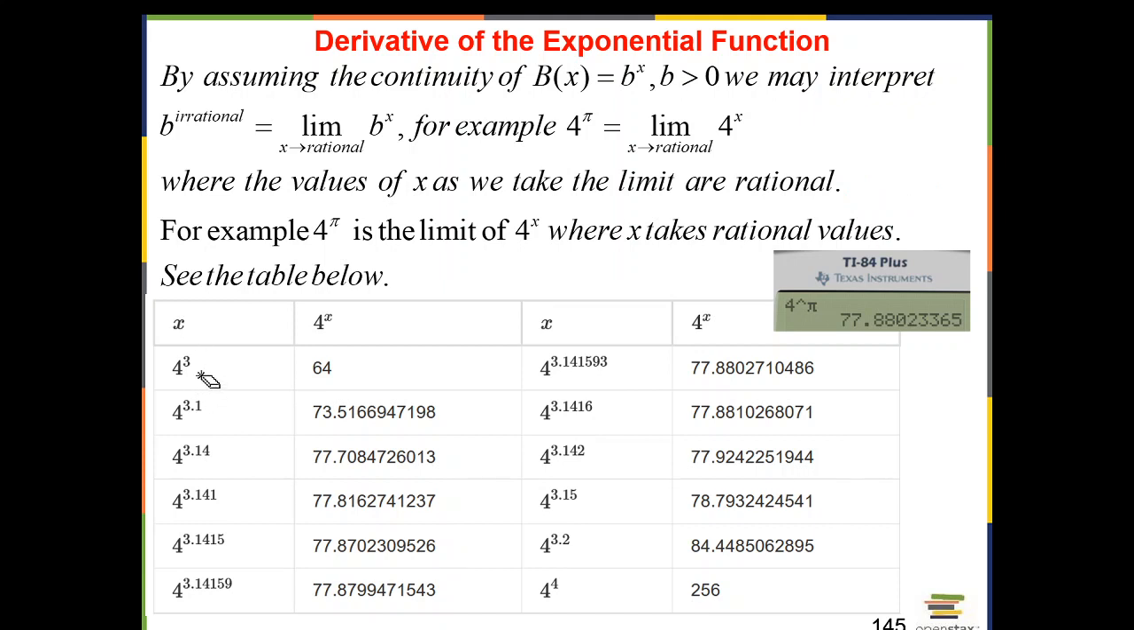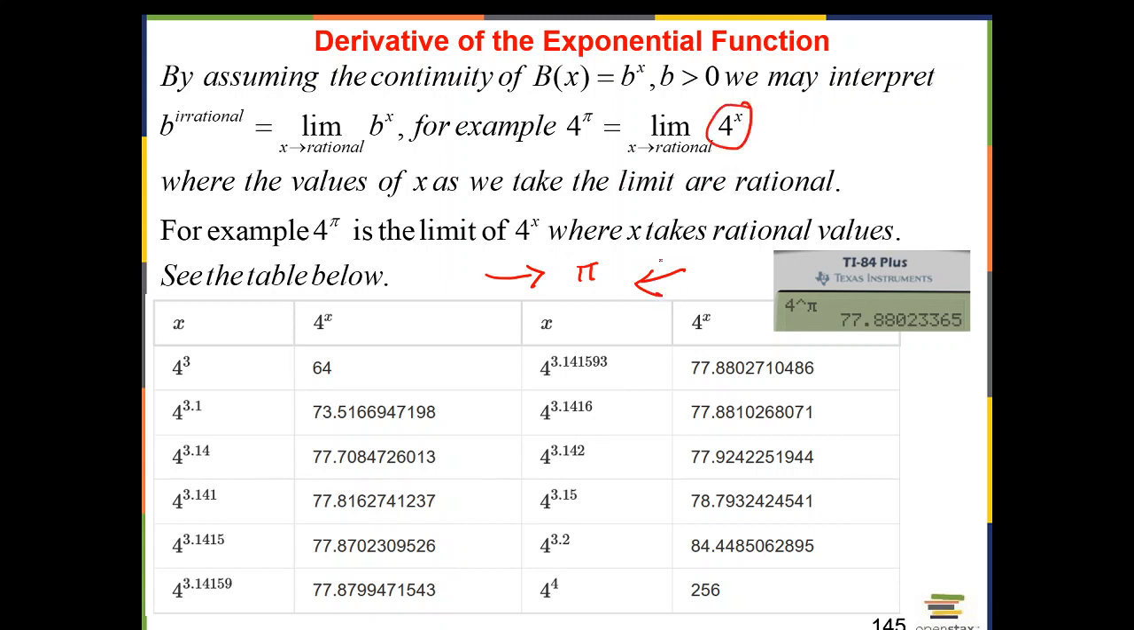So that's 4 to 3, and then 4 to 3.1, 4 to 3.14. So we keep adding those little numbers, right? And obviously, if we go to 4 to pi, the approximate answer the calculator gives is 77.88023, right? So we are somewhere over here. So this is too big, right? So it's like going, here's pi. So we approach it from left and approach it from right.